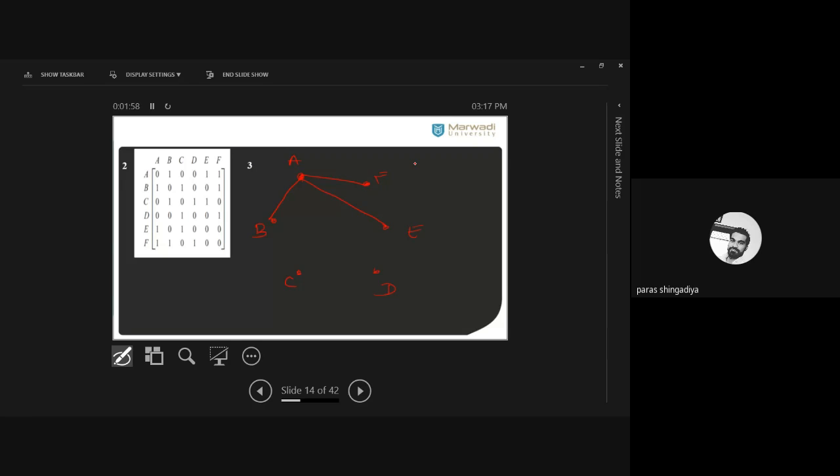Now from the second row, B connects with A, C, and F. So connect B to C and then B to F. Clear? That is from the second row. From the third row, C with B is already connected. C with D, connect C and D, and C and E. That is from the third row.